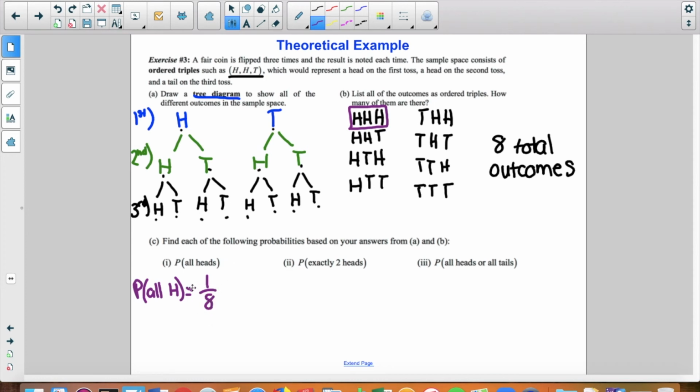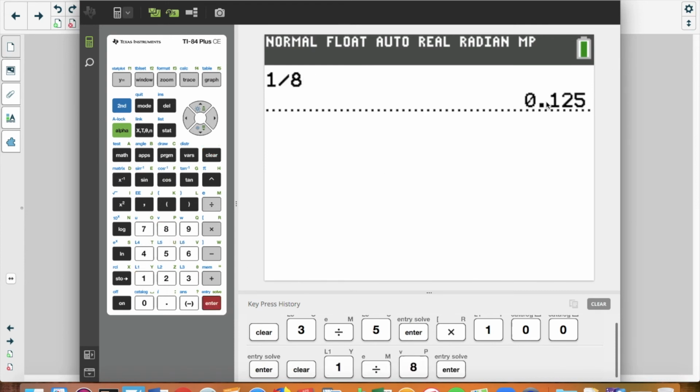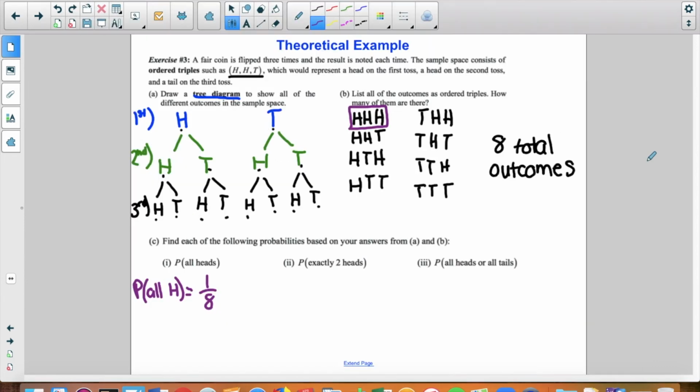Now remember, you can write this in different ways. You can have 1 over 8, or you can change it to a decimal, which would be 0.125, or you can get it in a percent by multiplying it by 100 and get 12.5%. All 3 of those are perfectly fine answers. Now let's look at part B.